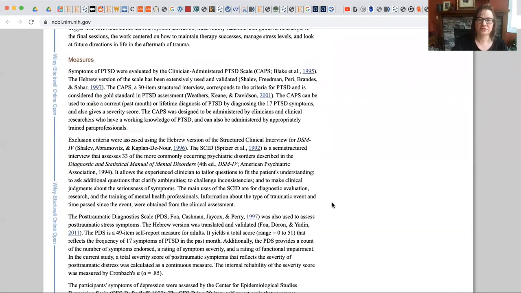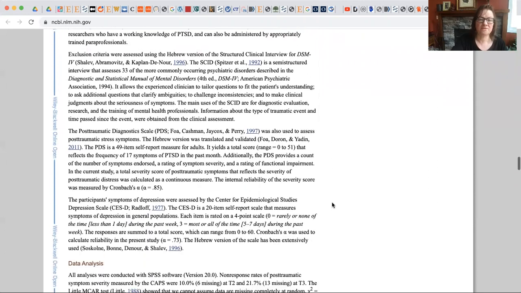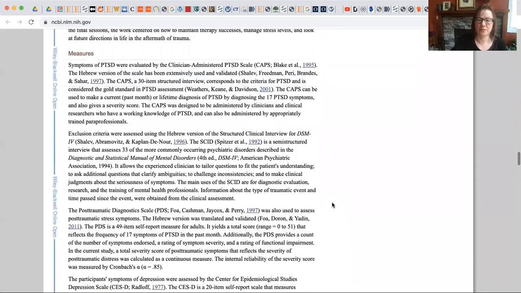Then we go to measures. And so here we've got 4 measures, 4 paragraphs, 1 paragraph per measure. And so the first thing they do is they evaluate their symptoms of PTSD with the CAPS scale. Okay, clinician administered, right here, clinician administered PTSD scale. Then they give the reference for that scale, right? Right there, there's their in-text reference. And they're using the Hebrew version, and they have to say, look, and the Hebrew version is good. And then this is what the CAPS is.